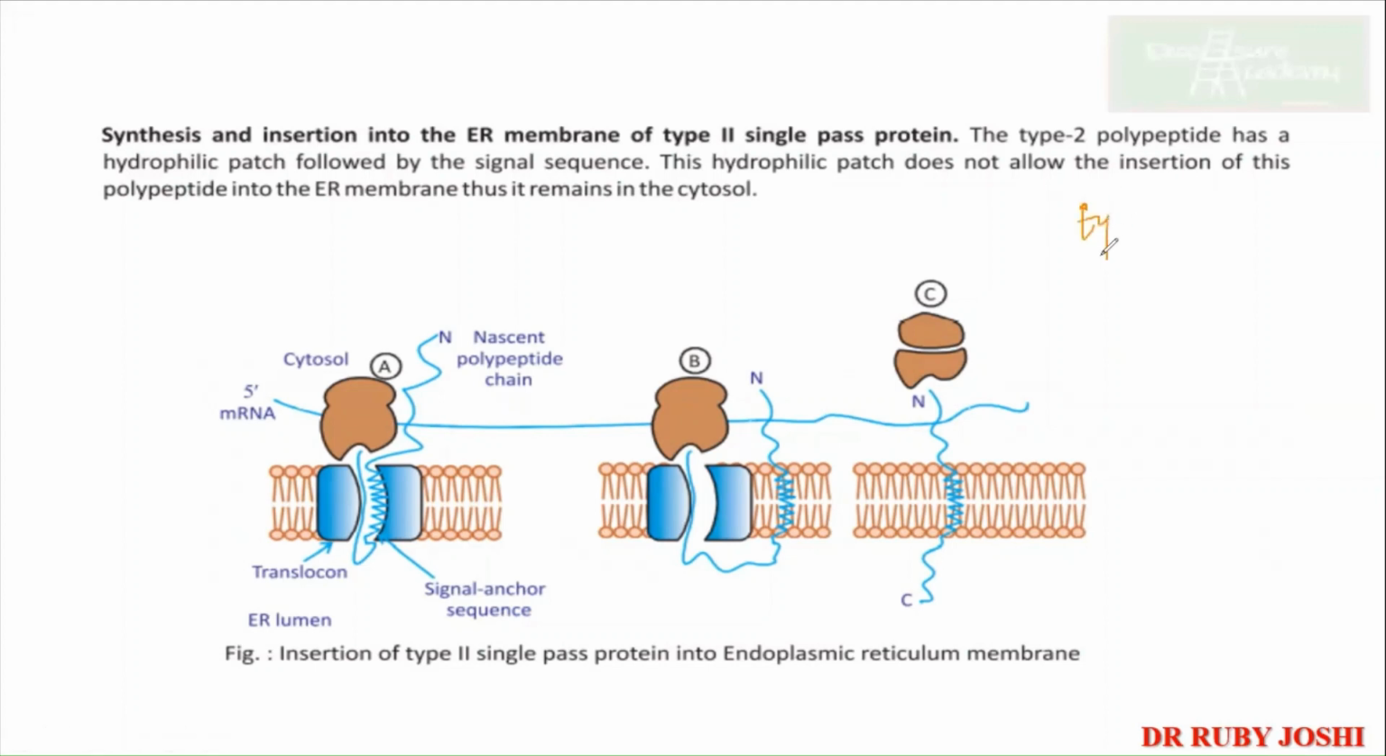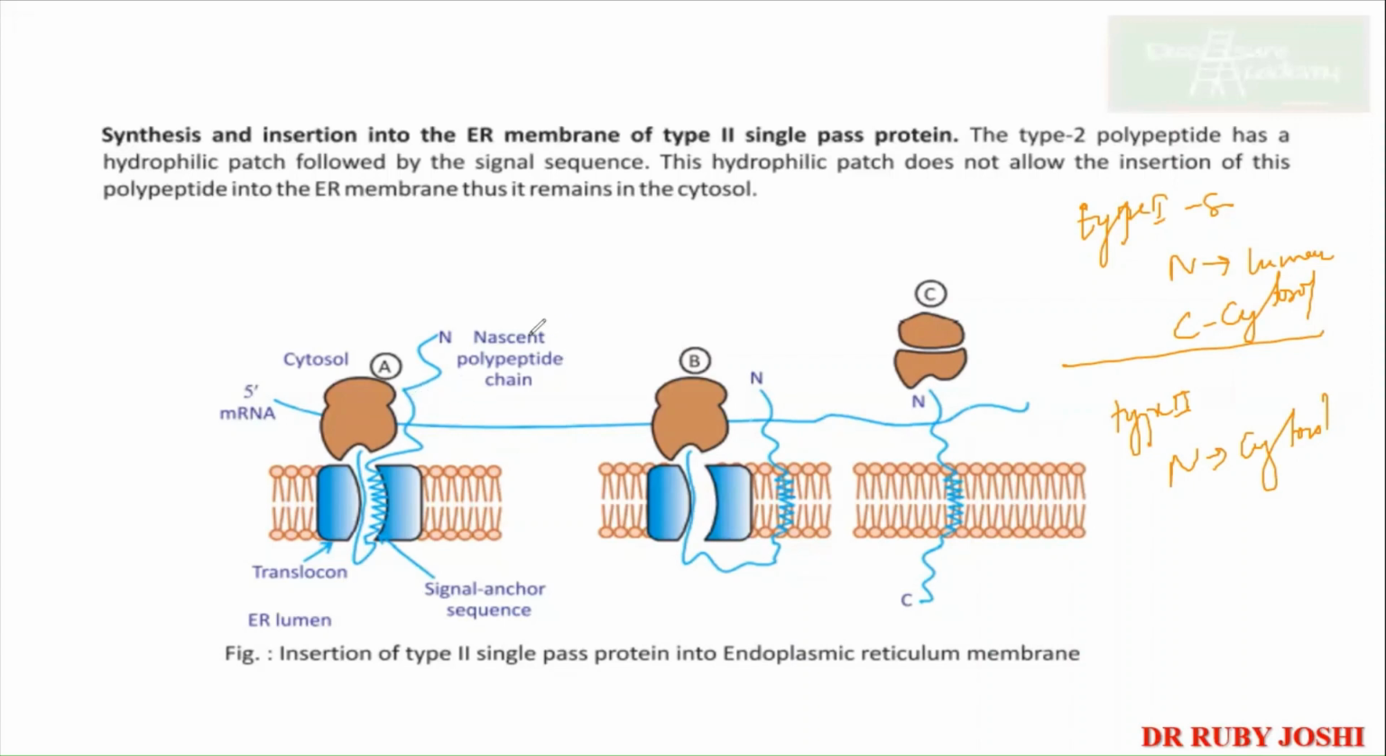In type 1 single pass protein, the N terminal is at the ER lumen and the C terminal is in the cytosol. Type 2 is where you have the N terminal in the cytosol. Now see the difference.